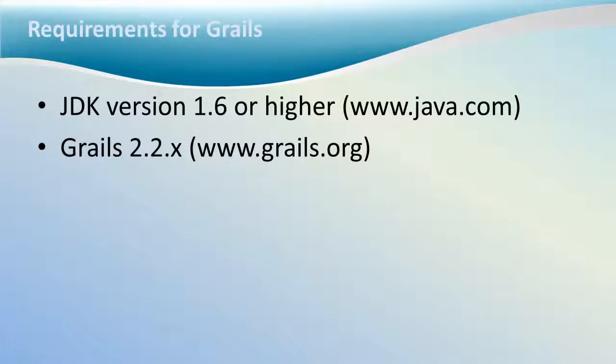The requirements for installing Grails are first that you have a Java Developers Kit version 1.6 or higher. We'll get that from the java.com website. Also, of course, you'll need Grails. We'll get that off of the Grails.org website, and we'll be installing the latest release of version 2.2. So with that in mind, let's head over to our Windows machine and install Grails.